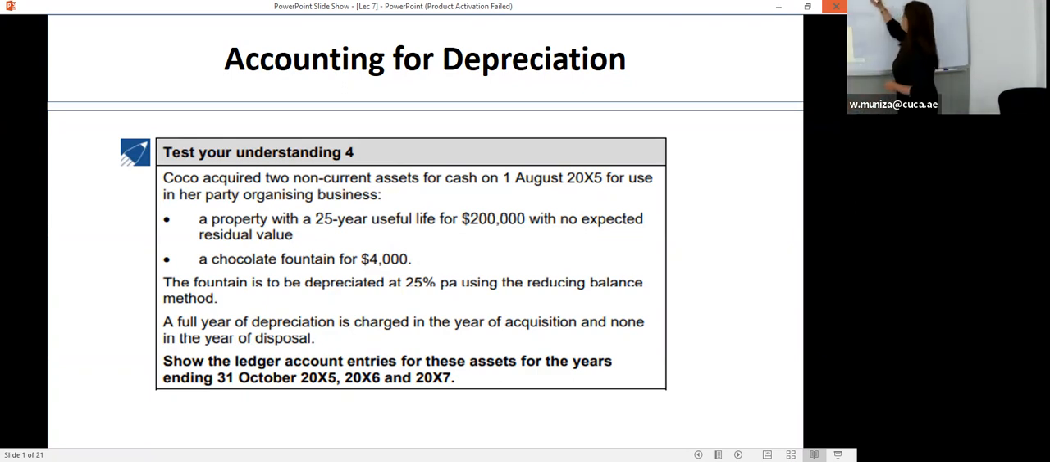So for 31st October 2006, what is the formula for calculating reducing balance method depreciation? Carrying value multiplied by percentage of depreciation. In the first year, cost was assumed to be the carrying value. In this year, we have to calculate carrying value. How much will it be? Carrying value is equal to cost minus accumulated depreciation. How much has been the cost? 4,000 minus what has been the accumulated depreciation up till now? $1,000. What will be the carrying value, students?